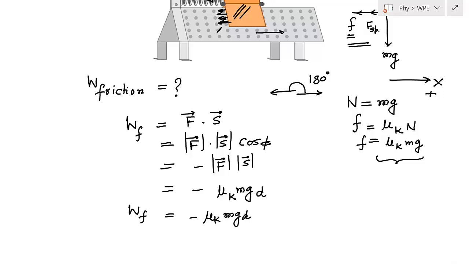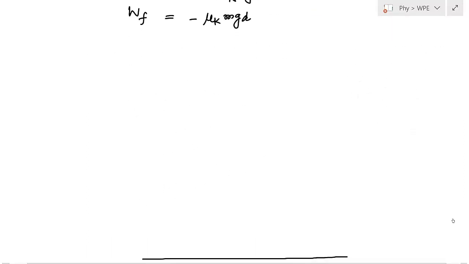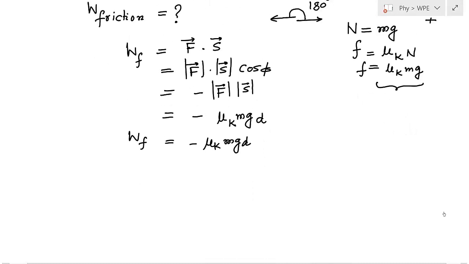So this is the work done by the friction, but there is another force that is also acting, that is a spring force. So we have to consider work done by the spring force also. So we can write total work done. So work done total will be equal to minus mu k mg d, that is work done by friction.